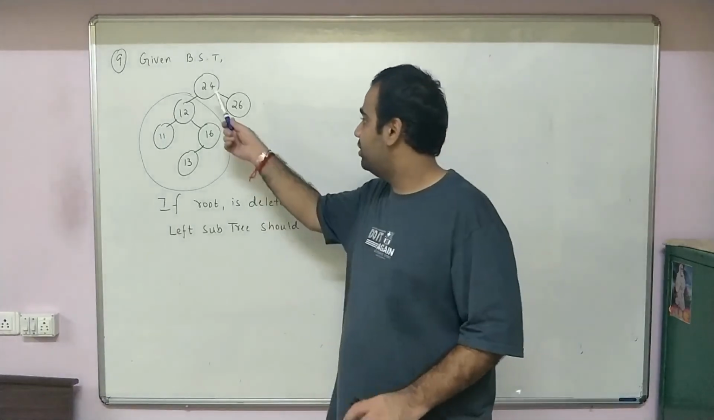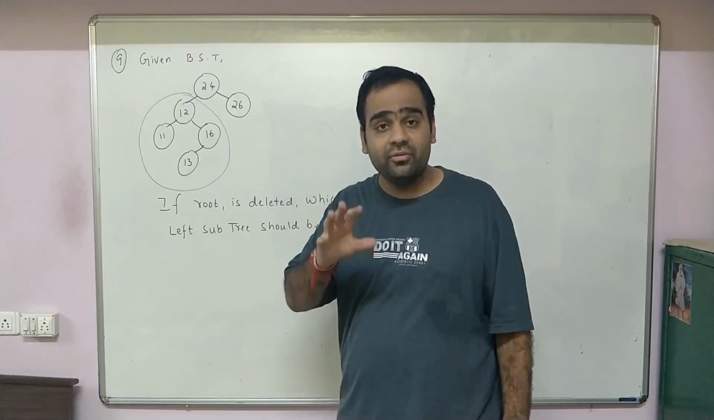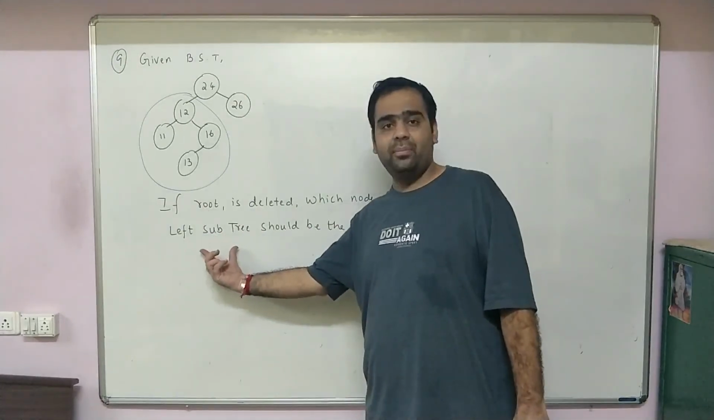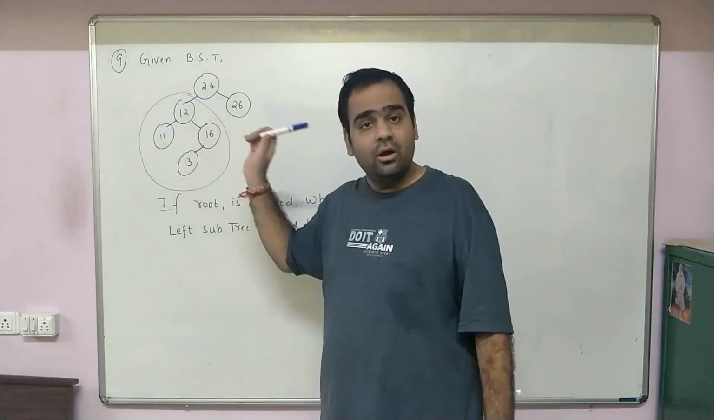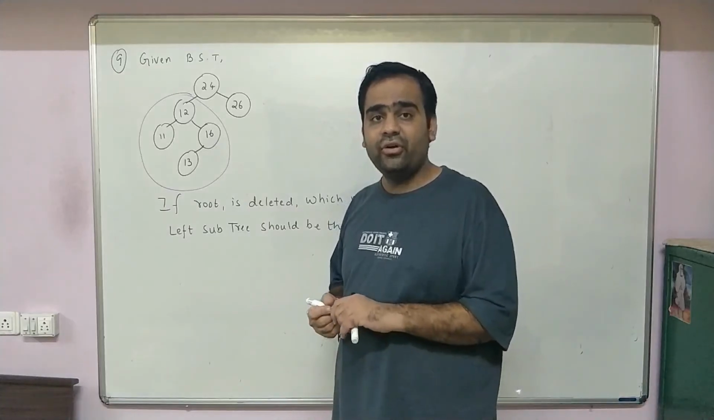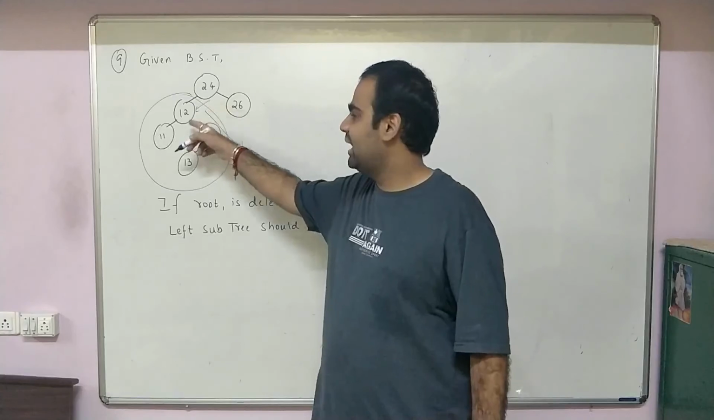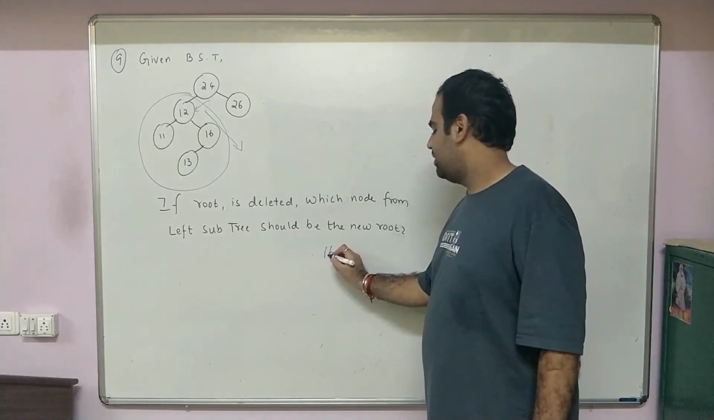In-order successor means go right and extreme left. That means in-order successor will be on the right subtree. And whenever I talk about the left subtree, it will be in-order predecessor. And where will the in-order predecessor be? On the left subtree. And how do you find the in-order predecessor? You go left and you go extreme right. And what is left and extreme right? It is 16. Therefore, the correct answer is 16.